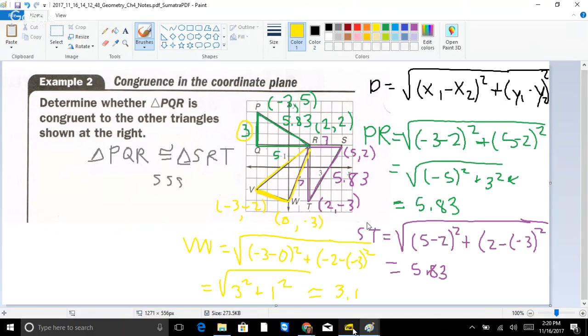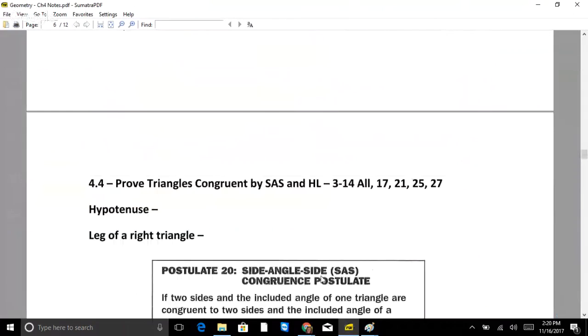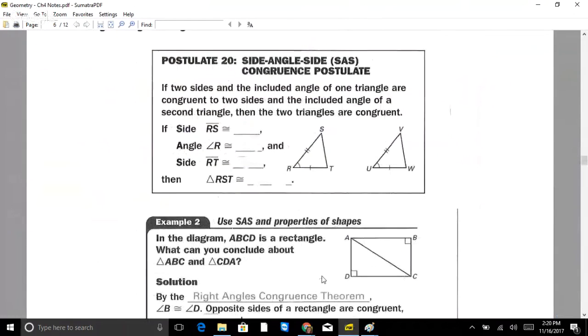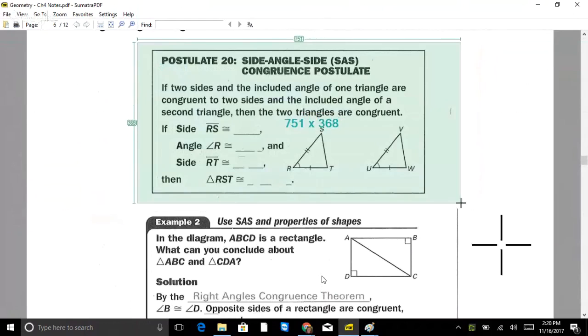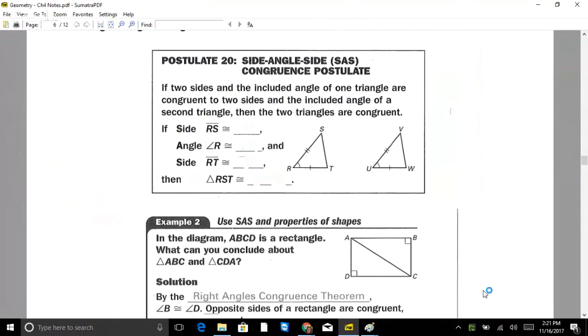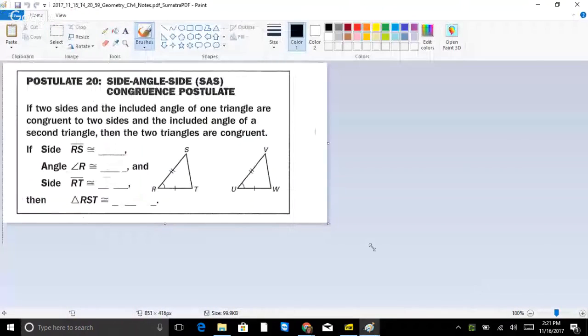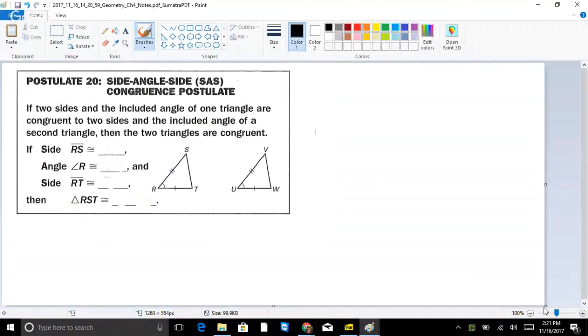All right, so a little bit of 4-4. We'll do part of it today and part of it on Monday. Guess what? We have another postulate. But wait, there's more. This postulate also helps us show that 2 triangles are congruent, but we don't have to have all 3 sides the same. This one uses a side, an angle, and a side. Okay, so side, angle, and a side.